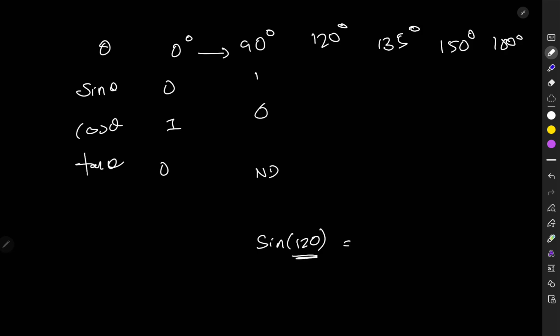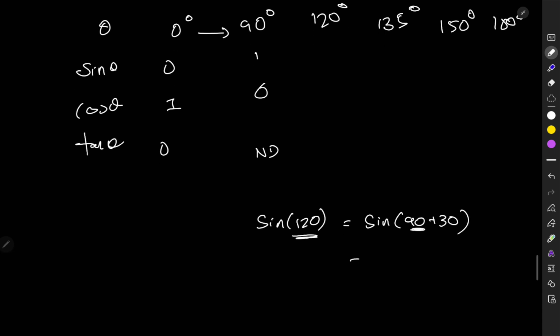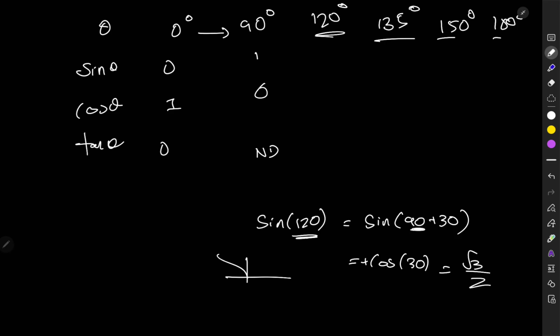Sine 120 degree can be written as sine 90 plus 30. Since 90 is there, I'll change it to cos. 90 plus 30 will give me the second quadrant, so sine will be positive, a positive value, so cos 30 will be the answer. So root 3 by 2 will be the answer for sine 120. Similarly you can do this for every ratio, there are no restrictions for this.